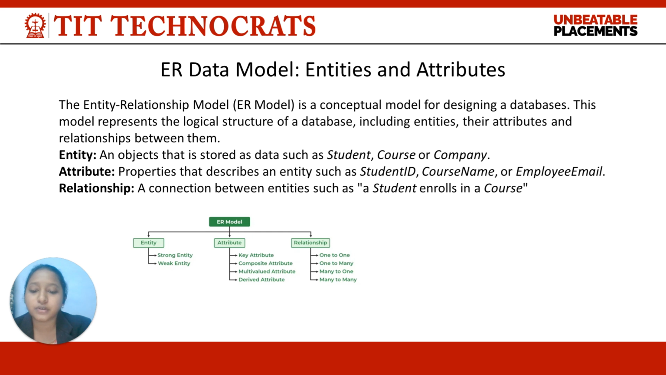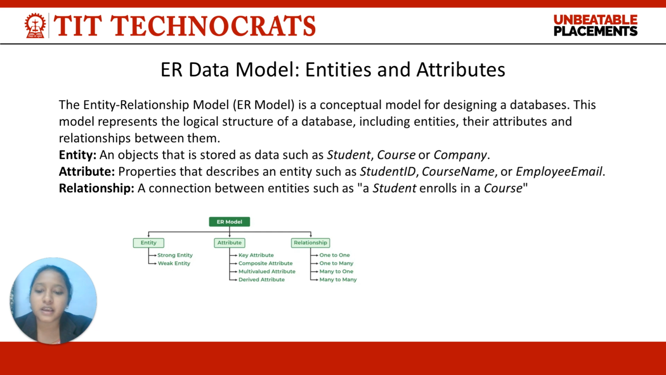A key attribute uniquely identifies each entity, like roll number for a student, and it is usually underlined in the diagram. A composite attribute can be broken into smaller parts, for example, address can include street, city, and zip code. And third is multivalued. An attribute can have more than one value, like a student having multiple phone numbers. This is shown by a double oval. And a derived attribute is one that can be calculated from another, like age can be derived from date of birth, and it is shown as a dashed oval.